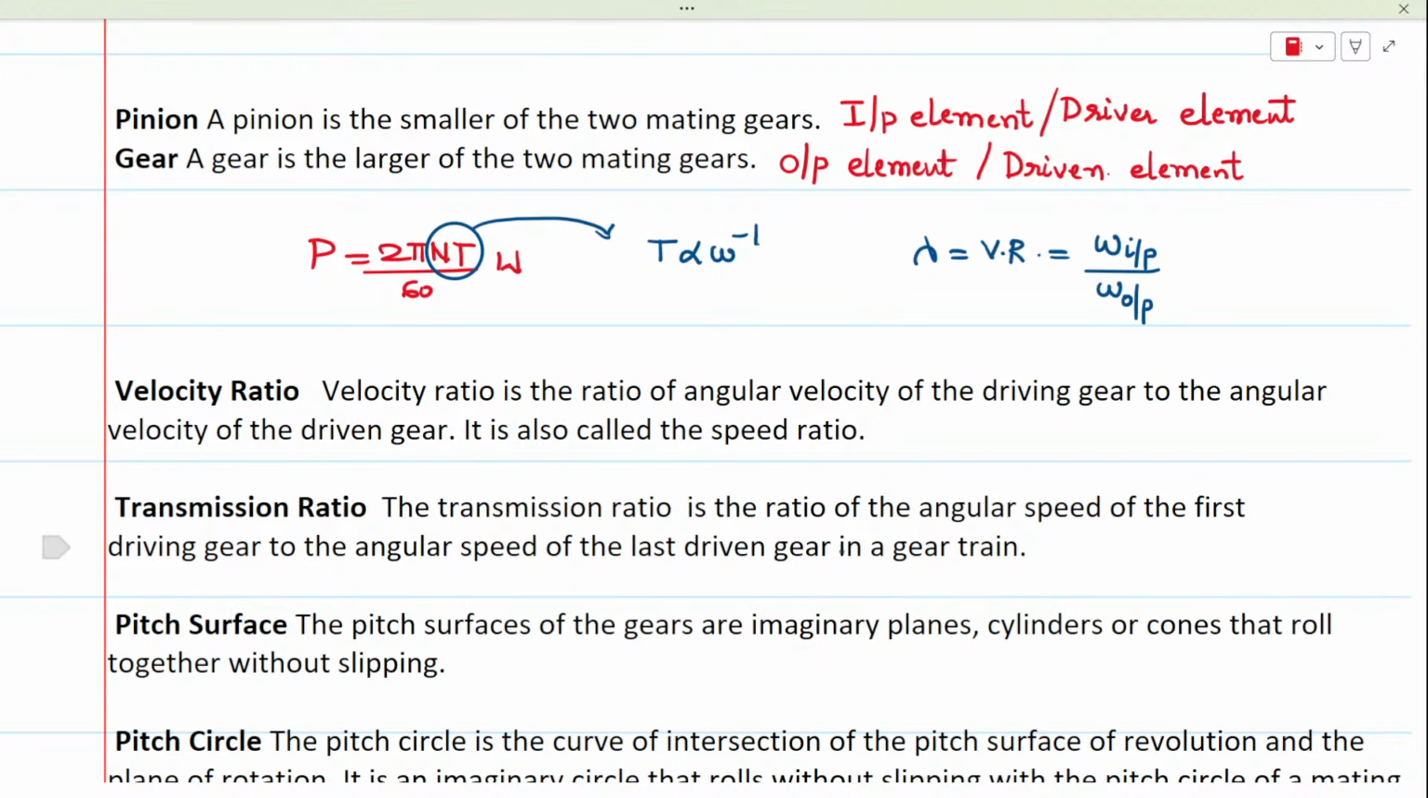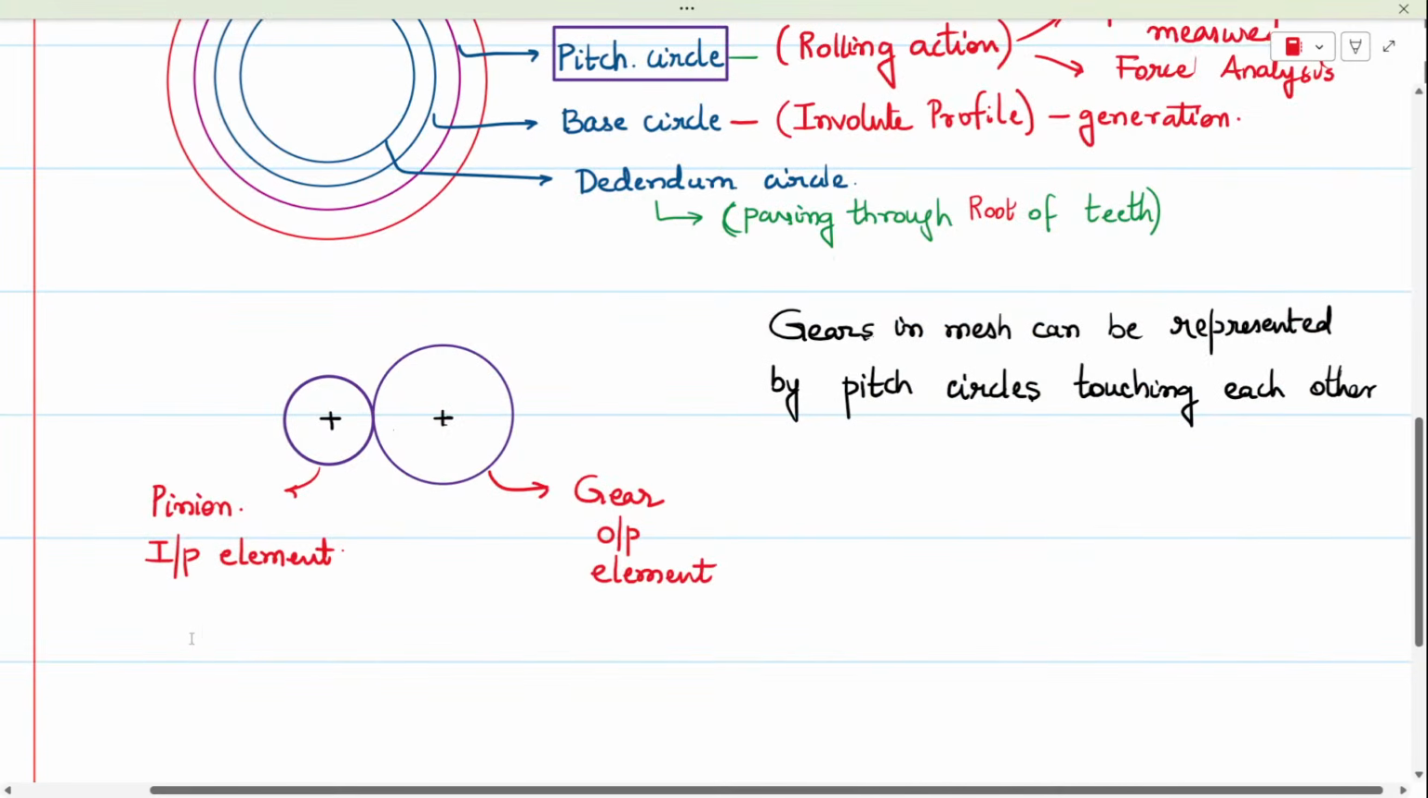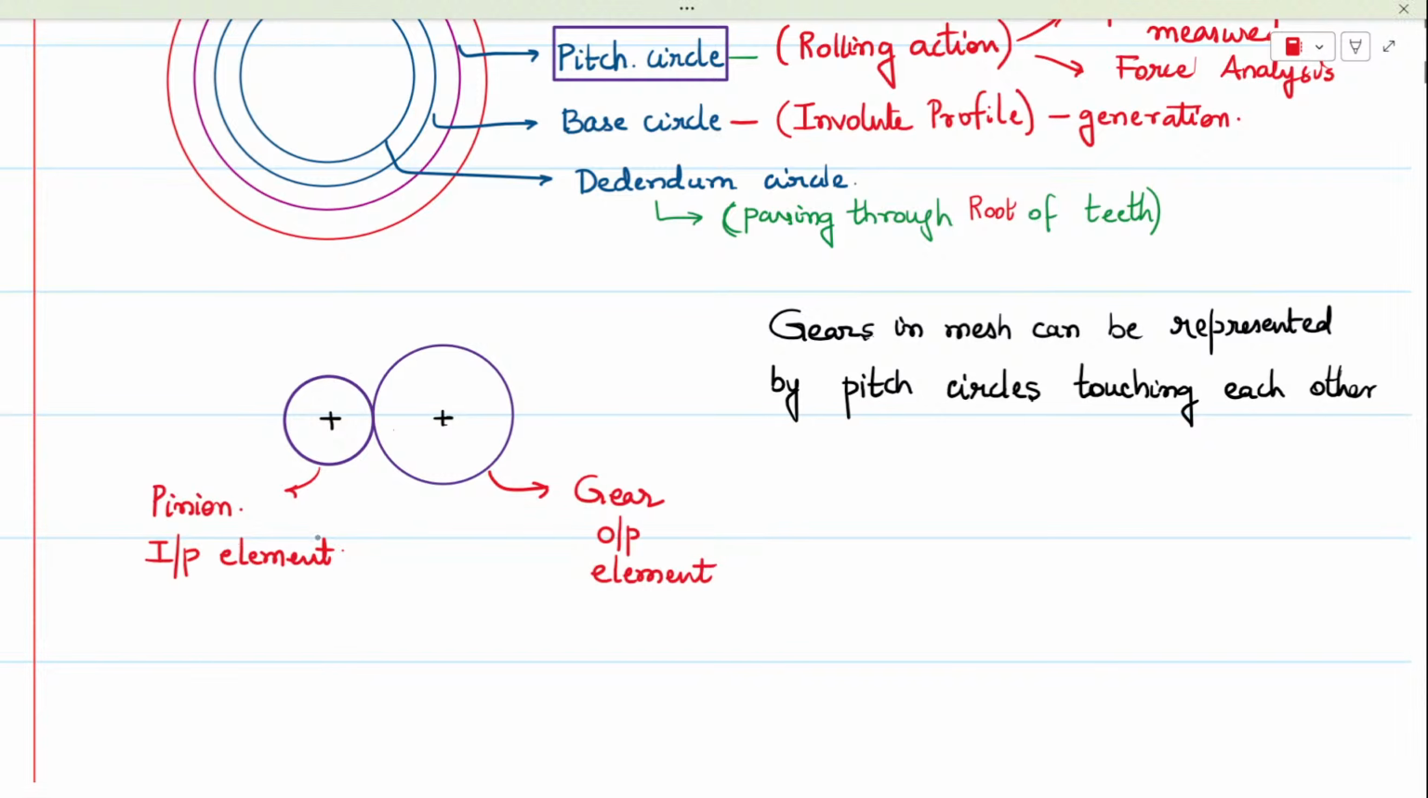So remember that. Let me just go back to the previous slide, because there I missed adding one point. Pinion and gear in mesh is also, let me write it over here, pinion and gear in mesh. This pinion and gear in mesh is also referred to as a gear set. This is called a gear set. Okay.